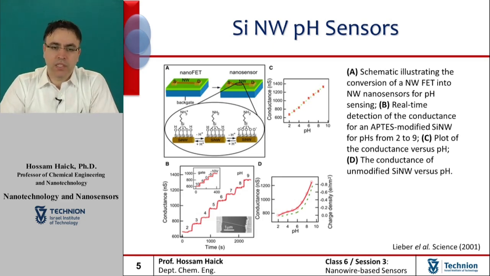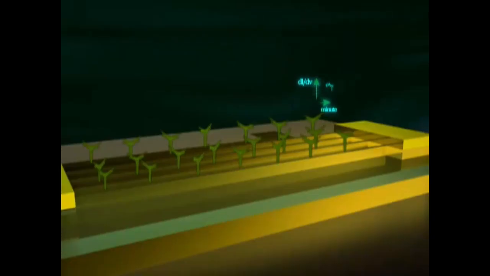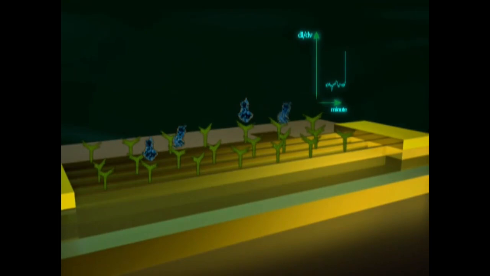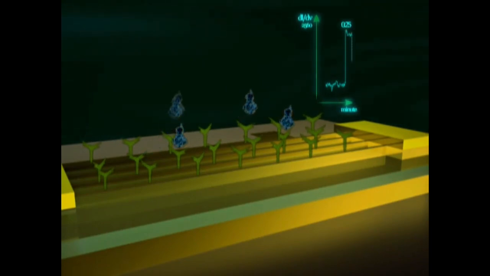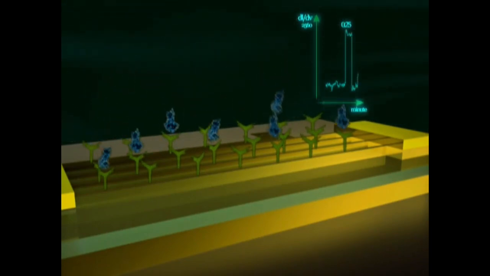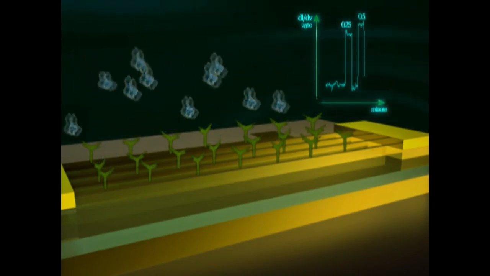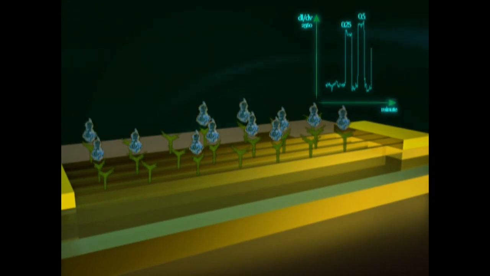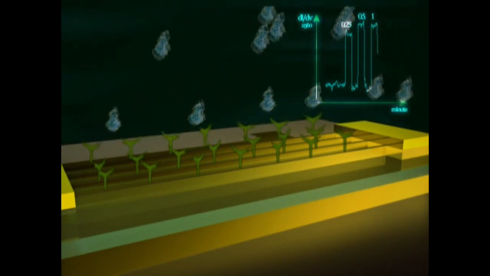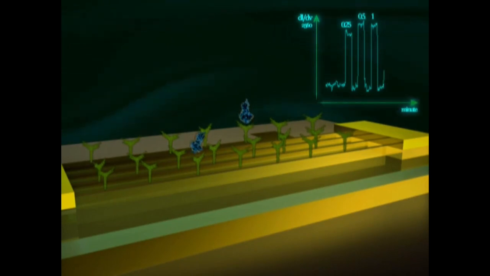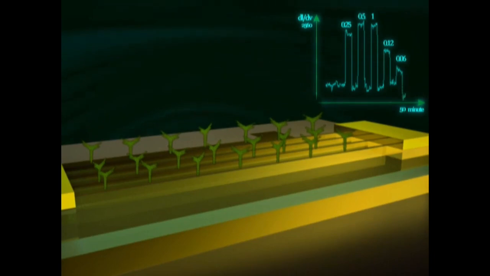The conclusion from these experiments is that modified silicon nanowires could function as nanoscale pH sensors. Here is an animation of real detection by a silicon nanowire field effect transistor. As seen in the video, the conductivity of the nanosensors increased dramatically when the molecules adsorb at the chemically modified surface of the nanowire. When the concentration of the molecules is doubled, so is the sensor signal. In general, the change in the conductivity is proportional to the molecule's concentration.